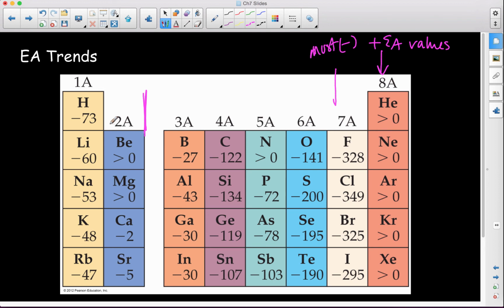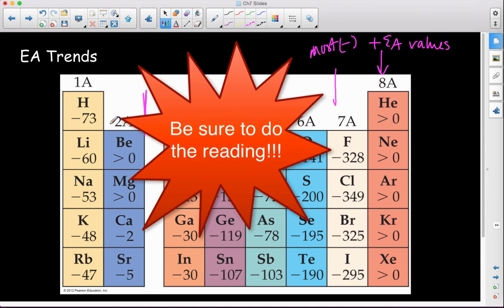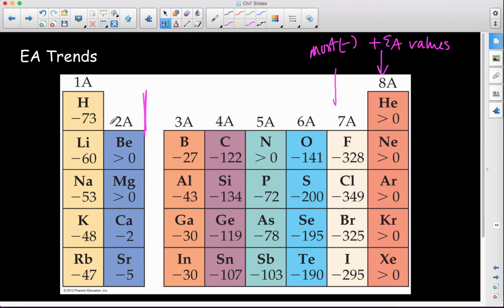Do be sure you pay attention to the outline. Sections 7.6, 7.7, and 7.8 do require you to read them from the textbook. Mostly it's just notes about properties and reactivity, things that you are expected to know and be able to use. So make sure you do that.